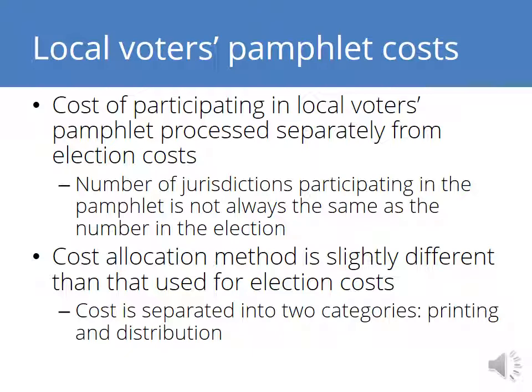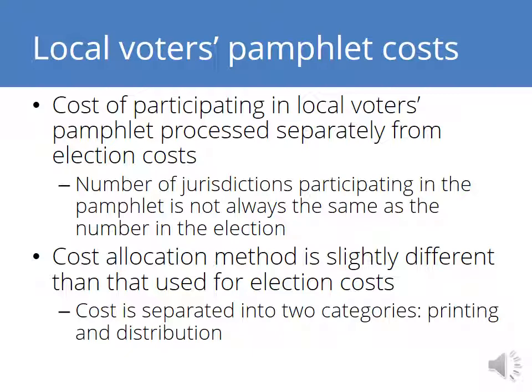Printing costs are driven in large part by the number of pages in a pamphlet. Therefore, the allocation of printing costs are factored by the number of pages for each jurisdiction. Distribution costs are not impacted by the number of pages, and thus are calculated in the same way as election costs. The allocation of printing and distribution costs are combined for a full cost of participating in a local voters pamphlet. King County Elections prepares the voters pamphlet billing after the election costs have been processed.